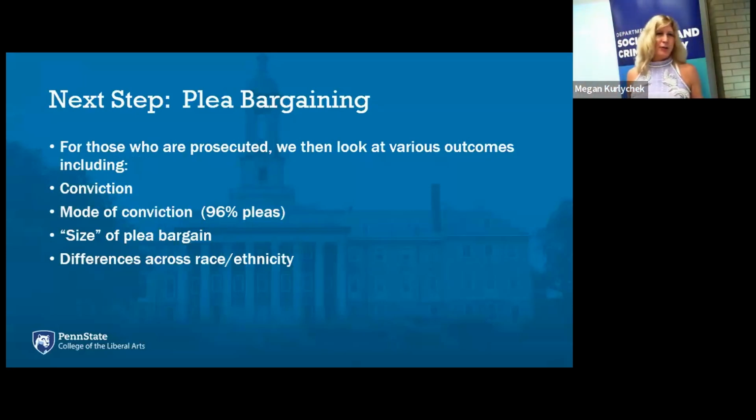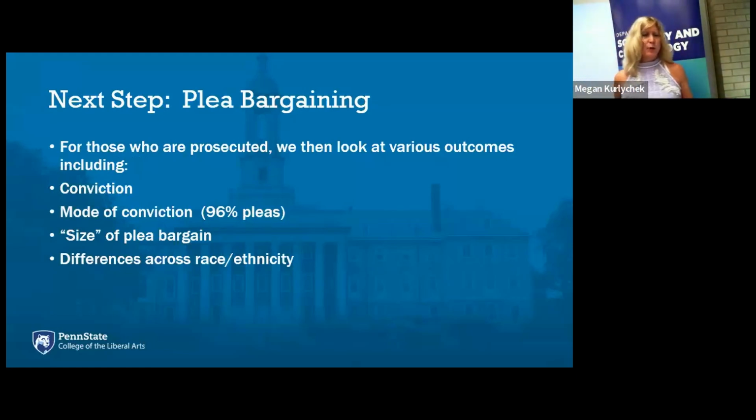So for those who are prosecuted, we now want to look at what their outcome is. And this is where we go back to the Woodridge article and the piece that tried to look at the size of the plea bargain. Did they get pled down? Were they convicted of the same offense they were arrested for? How do you look at that?